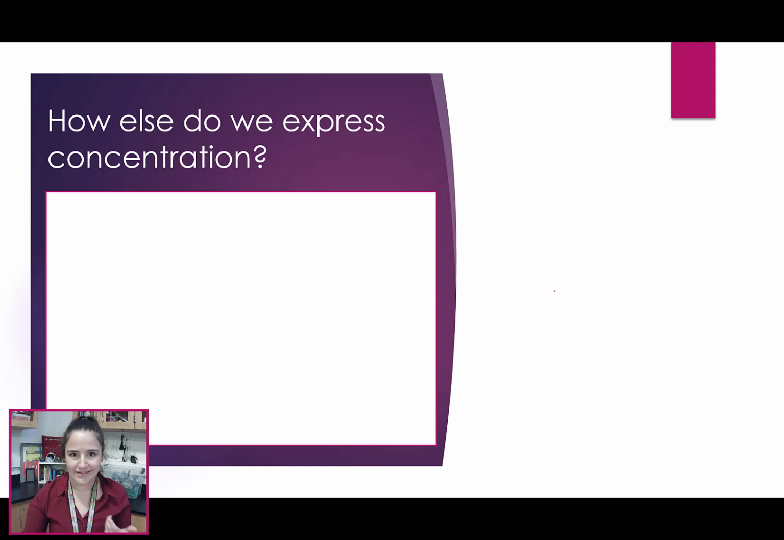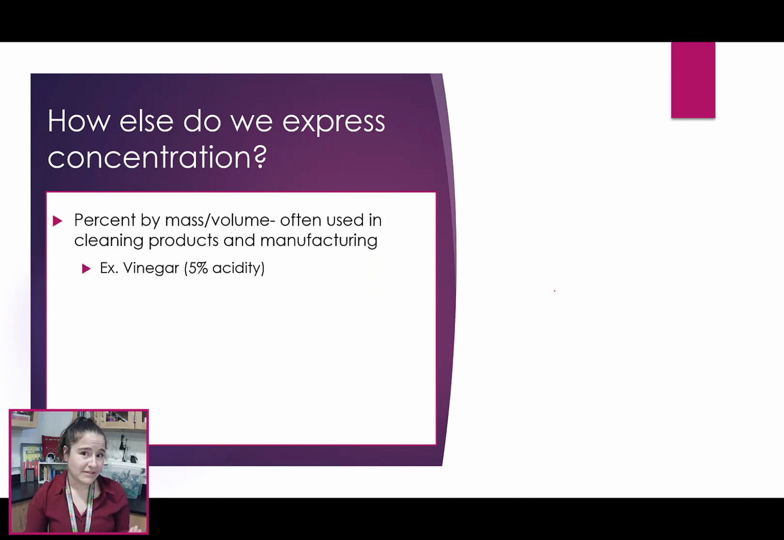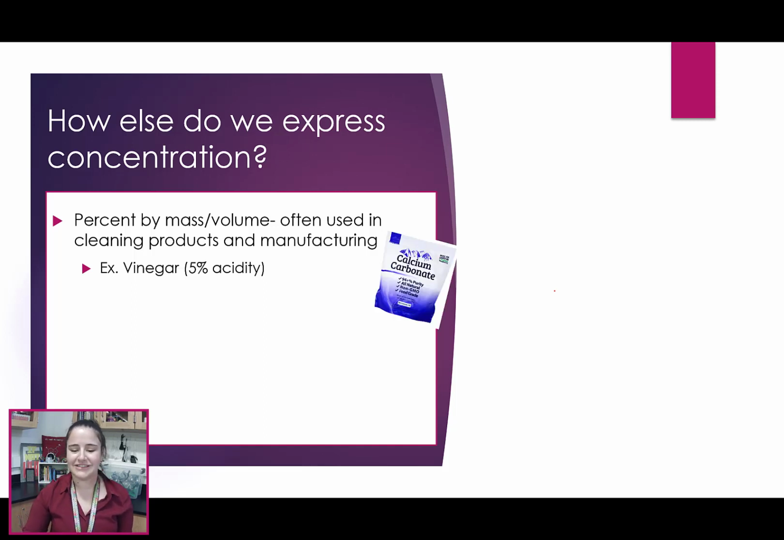Now, one last other thing I wanted to talk to you guys about, and that's some of the other ways that we express concentration. Okay? We'll use percent by mass or volume. That's what you'll see the most on like cleaning products, or often used in like manufacturing things. You can see it on this little bag of calcium carbonate, that it's 94 plus % pure. Okay, so that works. You can see it on vinegar, that it's diluted to 5% acidity.